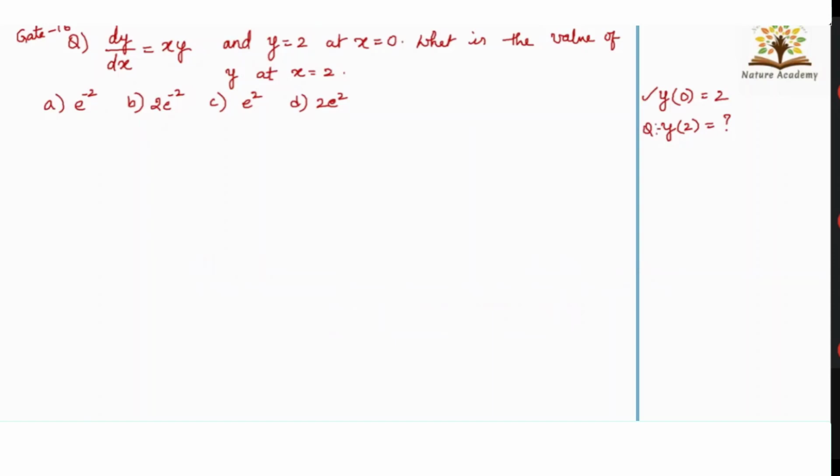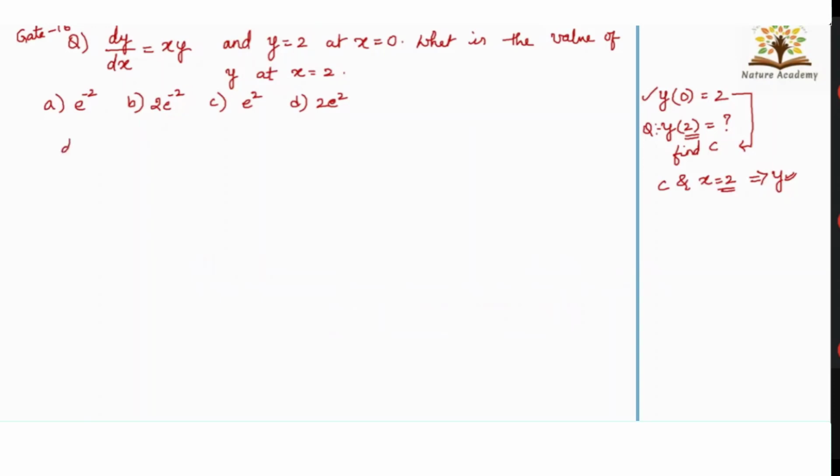So what you have to do? You have to use this information and find C. After finding C, using C and this information and the value of x, the final point, the final condition of x, you can find y. So this is the procedure. This is a simple procedure. We have done this type of problem yesterday also.